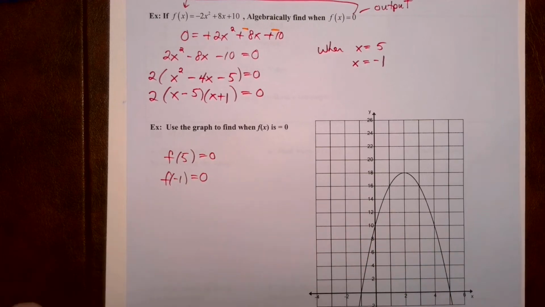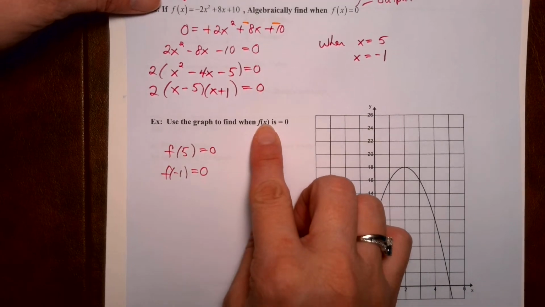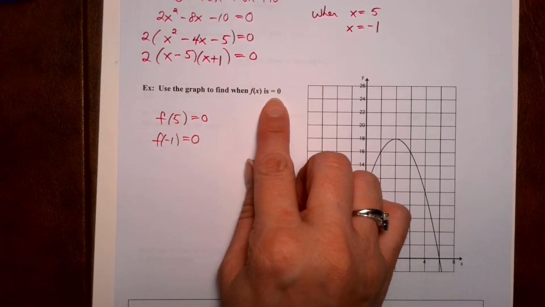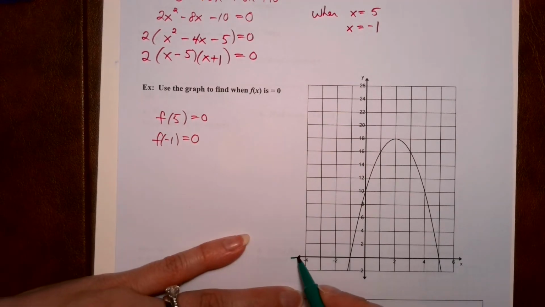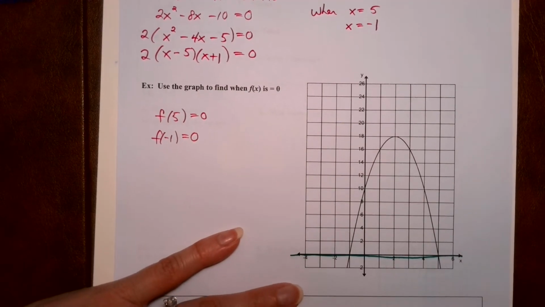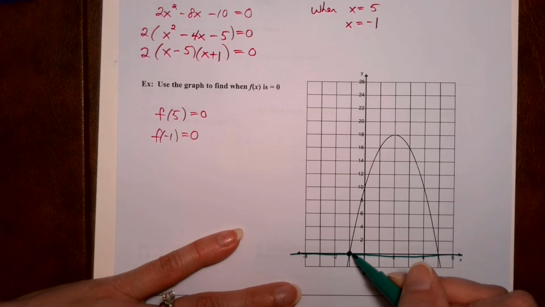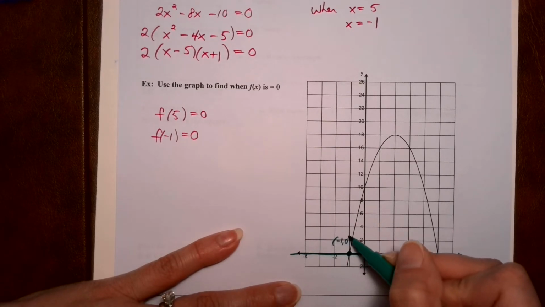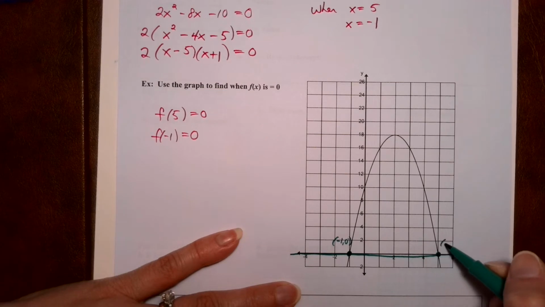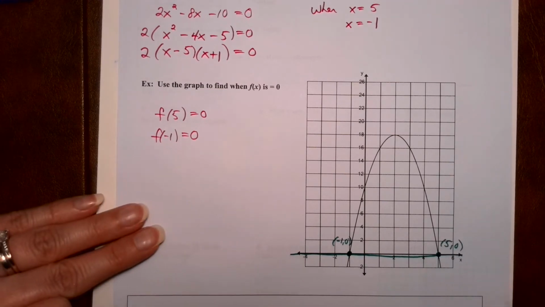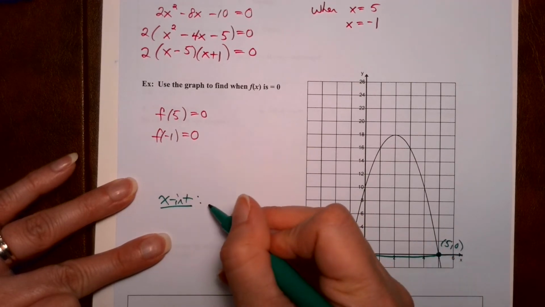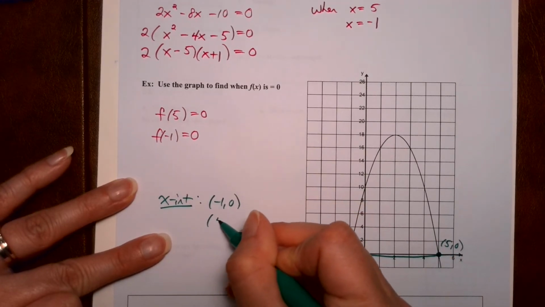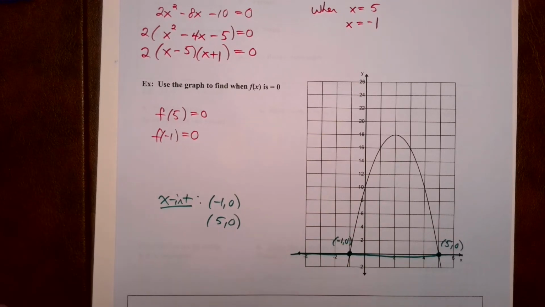Let's go take a look at the graph and see if that's true. When I look at my graph, when is the graph equal to 0? Not above 0, not below 0. So we're looking right here at the x-axis, and there's 2 times. Right here at negative 1 comma 0, and the other one is 5 comma 0. Those are the x-intercepts. So the x-intercepts are negative 1 comma 0 and 5 comma 0.